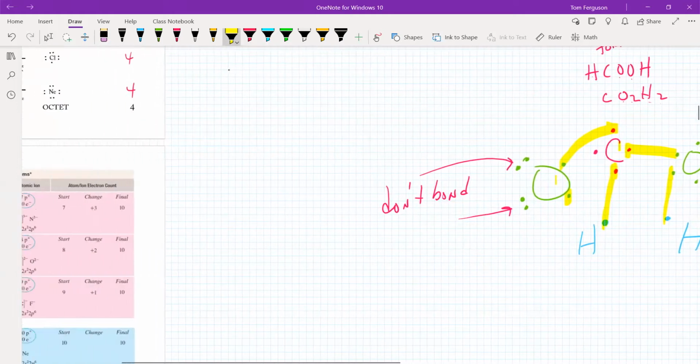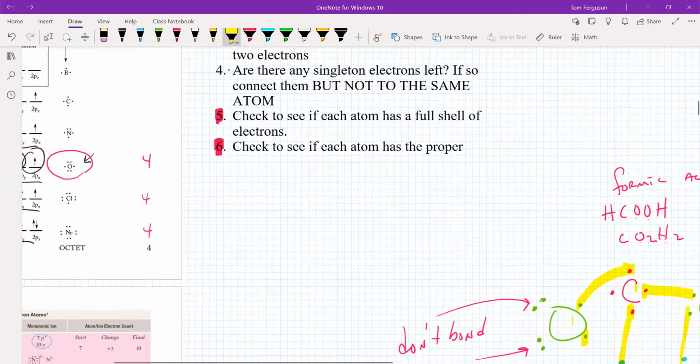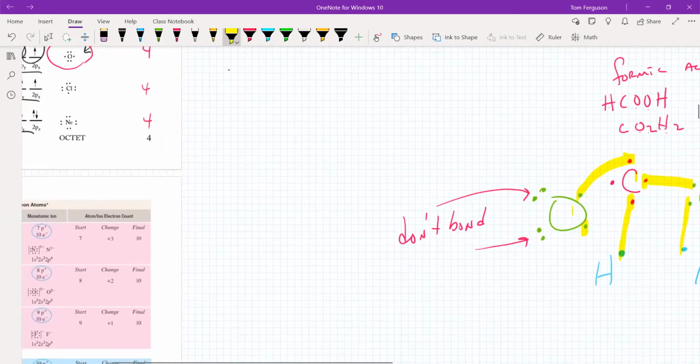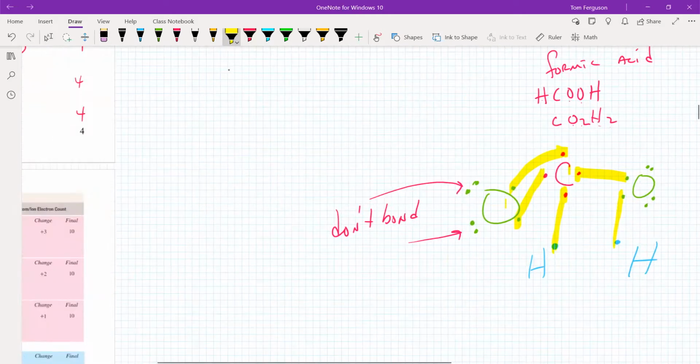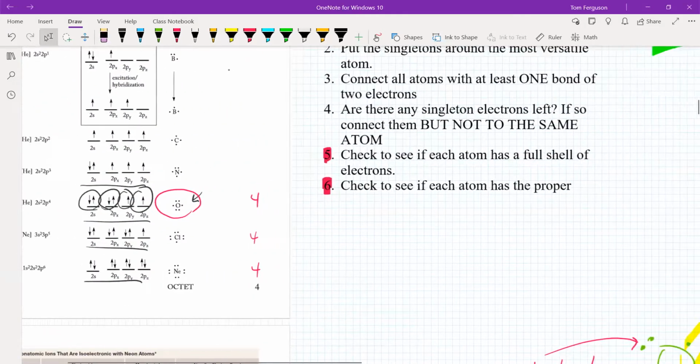Okay, now, next question is, are there any singletons left? Yes, there are. And we have a singleton here and a singleton here. Notice now, they're not on the same atom. We have singletons unpaired, but they're not on the same atom. So now we can connect them together. Now, we ask the question again, are there any singletons left unpaired? No. So now we go on to the validation steps, 5 and 6.